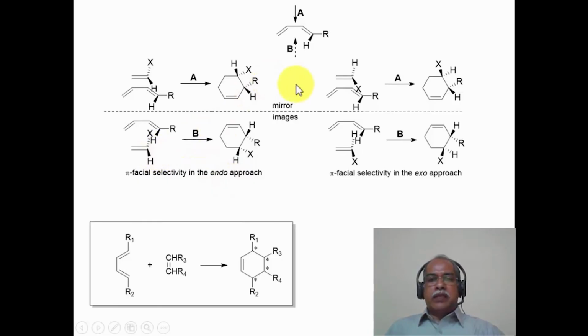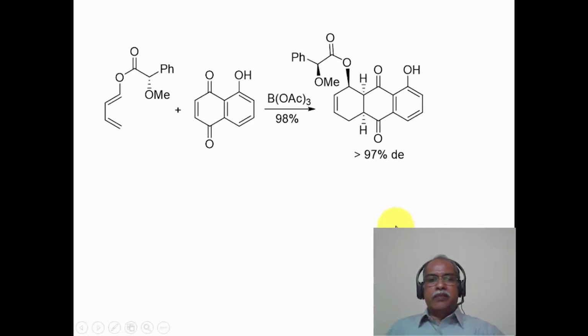And if the Lewis acid also promotes the approach selectively from either the A side or B side, then you would produce only a single enantiomer, or predominantly a single enantiomer, of the adduct that is formed. This is illustrated for a simple 2 chiral center system. This can be extended to a 4 chiral center system also, as shown in this particular case, where you have 4 consecutive chiral centers produced by a Diels Alder reaction between a disubstituted diene and a disubstituted dienophile, as a generic example.